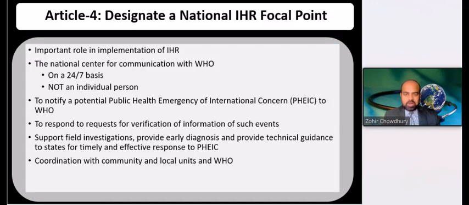So Article 4 talks about designating a national IHR focal point. So the responsible authority must designate this national IHR focal point. This focal point of communication must be available 24/7 by telephone, fax, email, and cannot be an individual person. It is the responsibility of the national focal point to evaluate risk of an event occurring within its border and notify WHO of a potential public health emergency of international concern. This focal point will also respond to WHO requests for verification of information of such events and support field investigations, provide early diagnosis, and provide technical guidance for timely and effective response to such events.